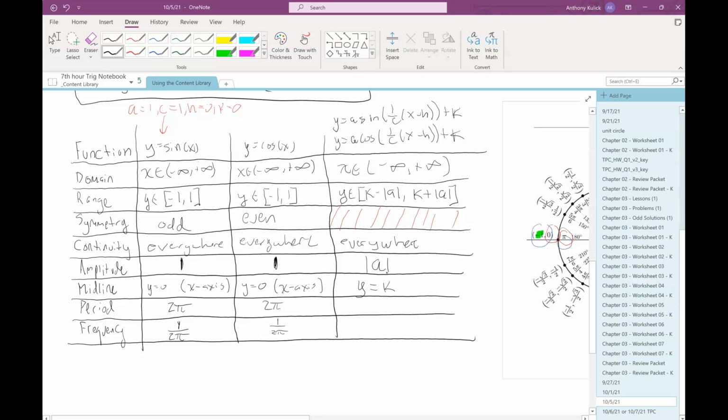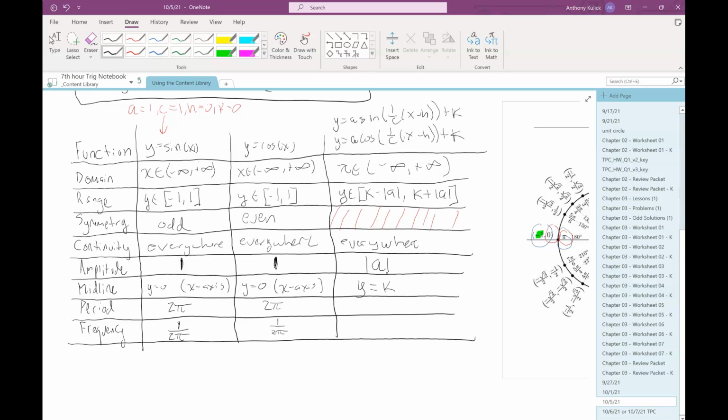Everybody's happy there? Period. Can that change with the transformation? So that's like the length of the repeating units, right? It's the horizontal distance of one of those repeating sections. What type of transformation will change that period? Yeah, it's the horizontal stretch or shrink, right? If you pull something wider, that period now has gotten wider. Or if you squish it together, it'll have gotten shorter.